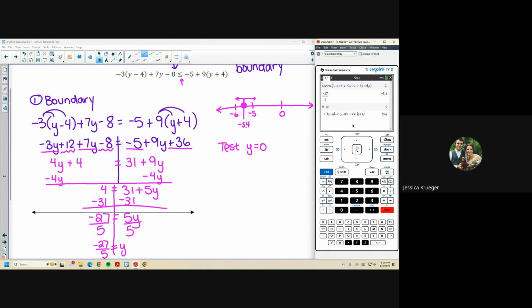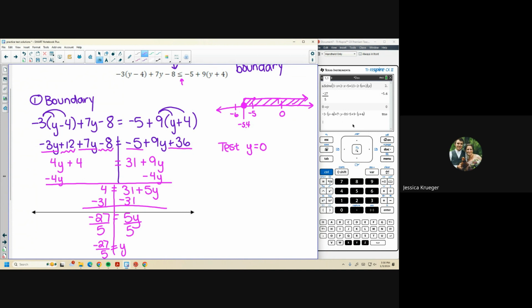What it says here is that this is true. So 0 makes the inequality true, which means this is the side of negative 5.4 that I want to shade. I don't want to shade below it. I want to shade the side that makes it true. So that's going to be right up here.